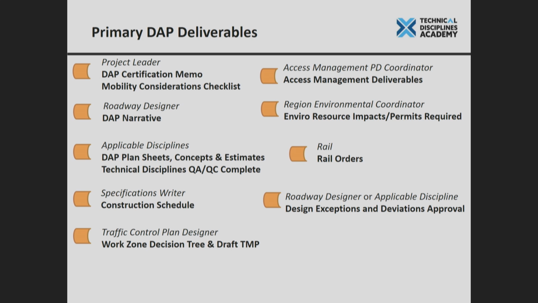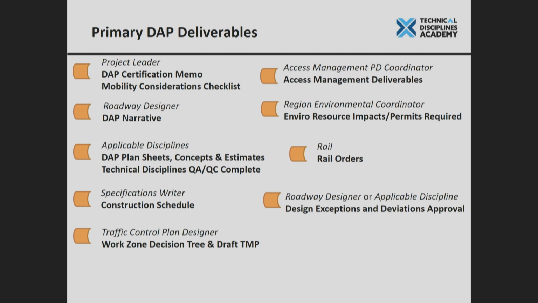Everybody's going to have a hand in developing the DAP plan sheets, estimates, and in their QC process, making sure that's complete. The spec writer is going to work with construction to develop the construction schedule. The traffic control designer is going to make sure that the work zone decision tree and the draft TMP are in place. We talked a little bit about access management in the previous presentation, but we're going to have that access management strategy in place. And if you can go as far as having the OPAL in place, that's great.